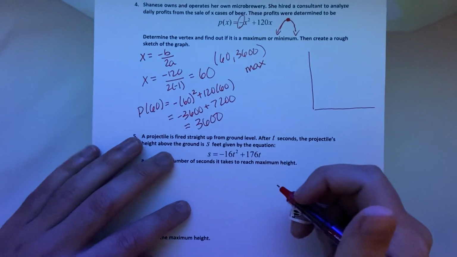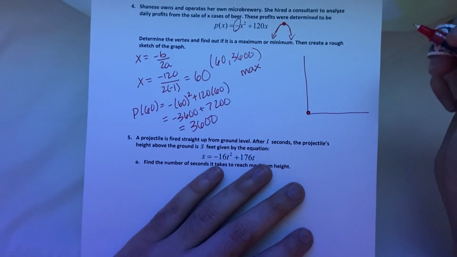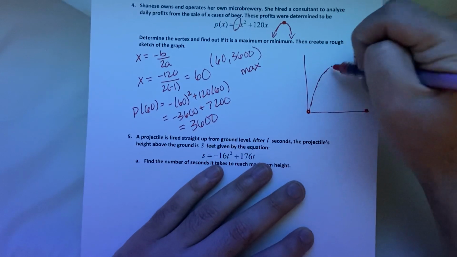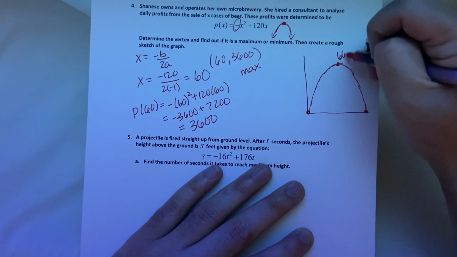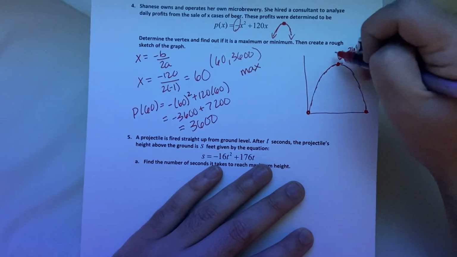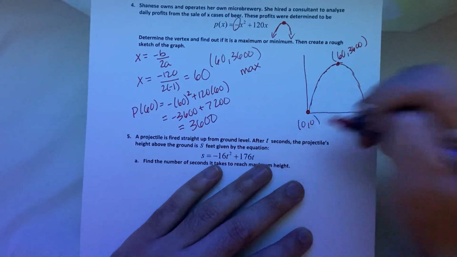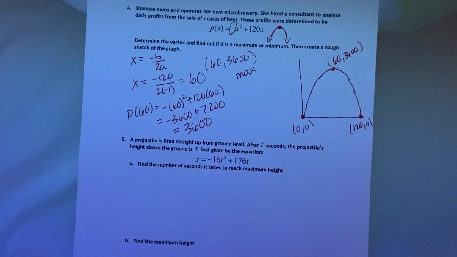A rough sketch. We don't need all of the quadrants. We really just need the first quadrant. Obviously, producing 0 beer will give you nothing. At some point, she reaches a max because it's a parabola at 60, 3,600, and then it goes back down. This is 120, 0, and 0, 0. You can plug them in to find them. That's what it looks like. And we will continue in the next video.